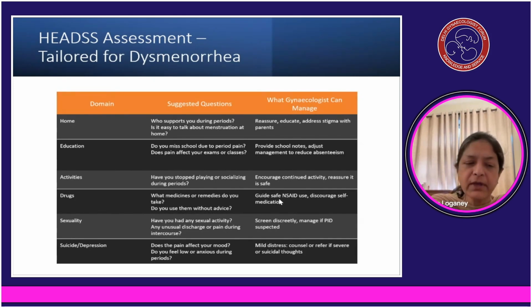Then going on, A stands for activities. Have you stopped playing or socializing during periods? Drugs. What medicines or remedies do you take? Do you use them without advice of the doctor? Then sexuality. Have you had any sexual activity? And in that case, have you noticed any unusual discharge or pain during intercourse?